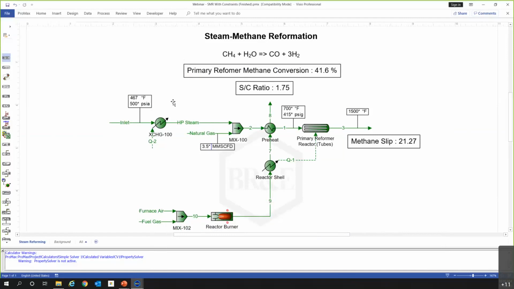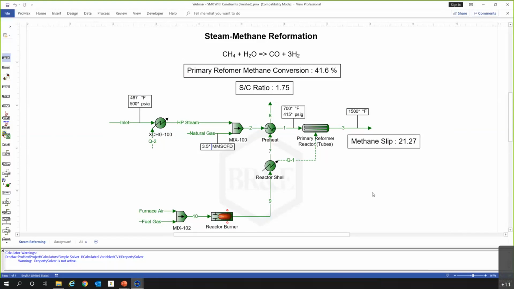That calculator will calculate the steam, and the steam and the natural gas will feed the primary reformer at 750 degrees Fahrenheit and 415 psig. The outlet of the reformer, again, is at 1500 degrees Fahrenheit. And as you can see here, our methane slip is 21.27. So it's pretty high, but again, we're running at a steam to carbon ratio of 1.7. So we need to clean this up.